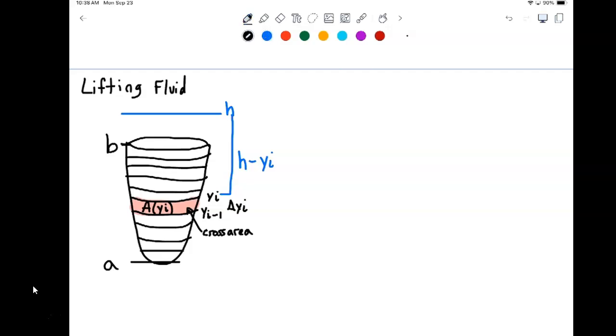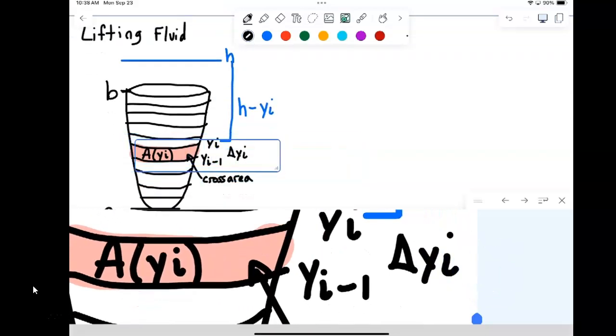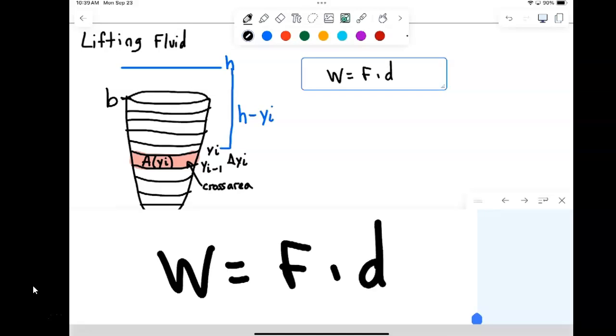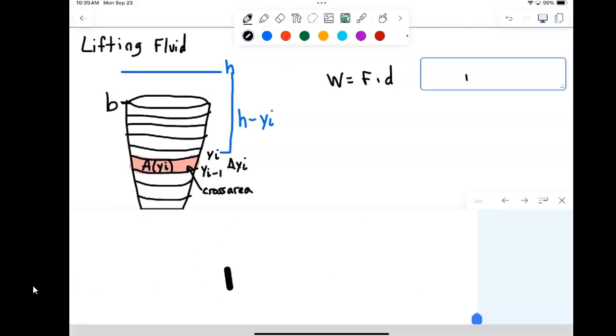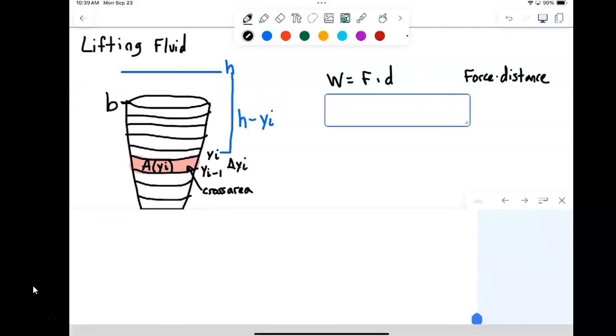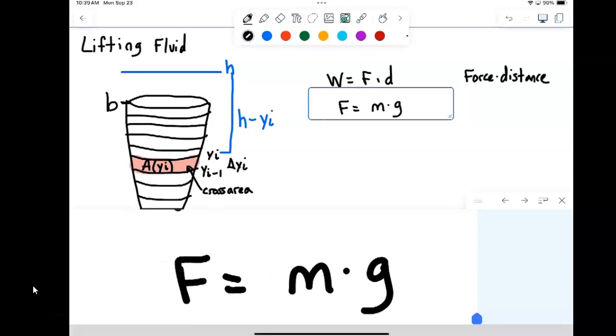So that's the distance we're going to have to lift it. Okay, and so now we need to bring in some ideas here. We want to compute work. Well, we're going to compute the work for lifting this one sliver. So work is, of course, force times distance. Just force times distance. Okay. Force, remember, is your mass times acceleration, but in this case, acceleration is due to gravity.